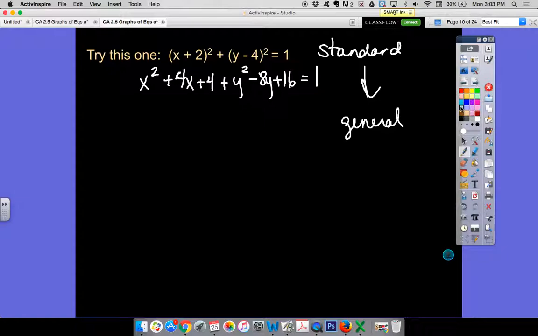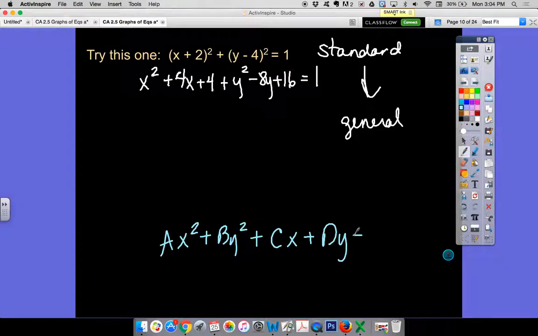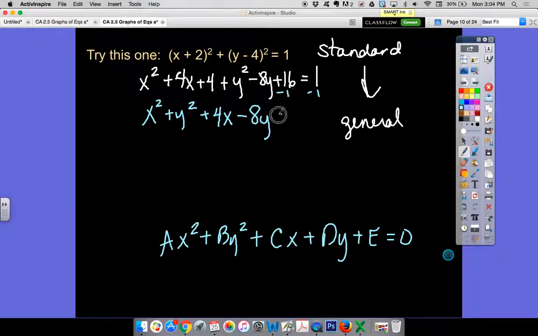Okay, now we do have to clean it up to make it look like what we just saw. Remember, it was ax squared plus by squared plus cx plus dy plus e equals 0. We got to make it look like that. So we need x squared first, we need y squared next, then we need our linear x term, our linear y term, and then we're going to put all of our constants together. So bring the 1 over here, that's going to be a 15, and have it equal to 0. So we now have this thing in general form.